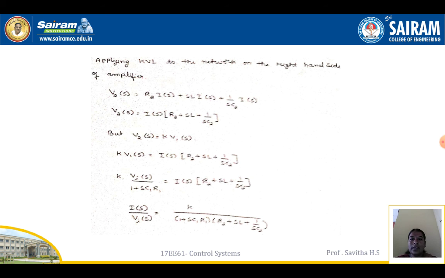But V2 of S is equal to K into V1 of S, because K acts as amplifier. Output is equal to gain into input, that is V2 of S is equal to K into V1 of S. K into V1 of S is equal to I of S into R2 plus SL plus 1 by SC2. Substituting the value of V1 of S, K into Vi of S divided by 1 plus SC1 R1 is equal to I of S into R2 plus SL plus 1 by SC2. Therefore, I of S by Vi of S is equal to K divided by 1 plus SC1 R1 into R2 plus SL plus 1 by SC2.